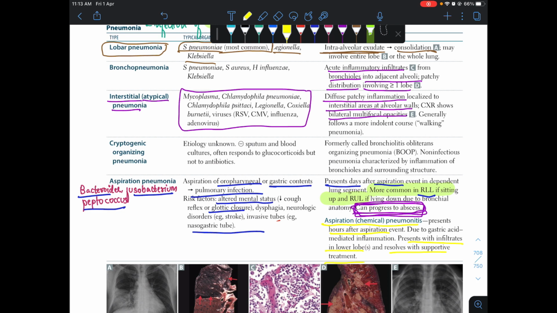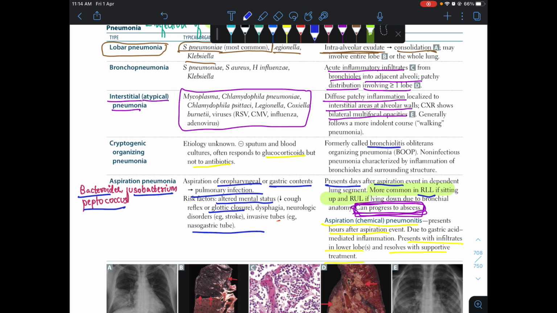Next we have cryptogenic organizing pneumonia. Here there will be no infectious organism found on the sputum or blood cultures. This type of pneumonia responds well to glucocorticoids but not antibiotics, because there are no organisms that cause this type of condition.